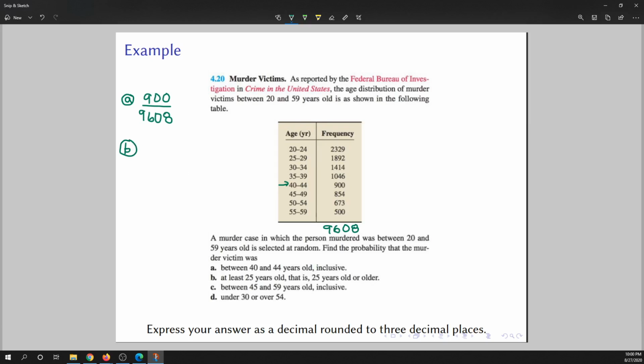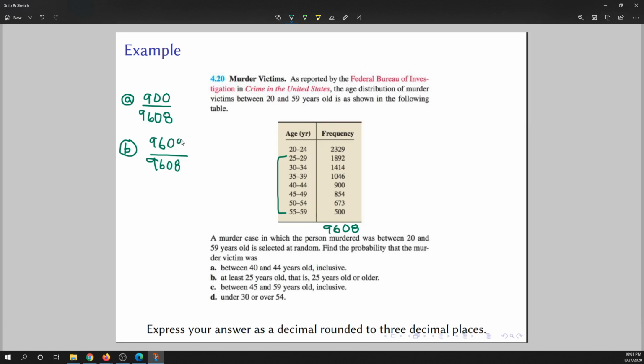All right, part B says, find the probability that the murder victim was at least 25 years old. That is 25 years or older. So at least 25, we're talking 25 or all the way down to here. That's a lot of stuff to add up. We'd have to add all of these numbers, put that on the top, and then put 9608 on the bottom. There is a shortcut, though, that makes the calculation easier. We know the total, and all we need to do is subtract off these cases. These are the only cases that don't fit the description of the event.